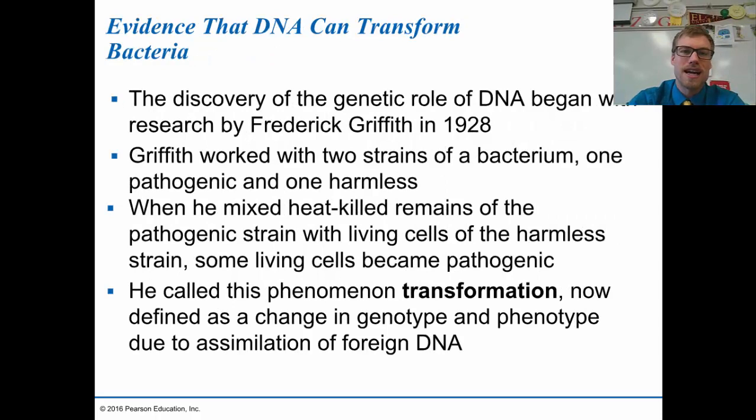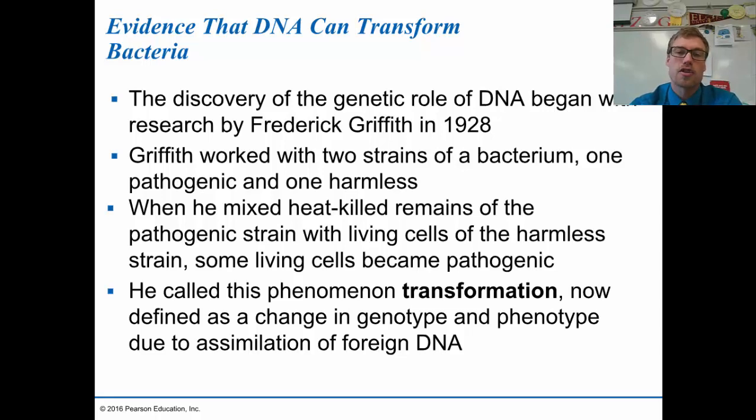So the first one was the idea that DNA can transform bacteria, and this was from research by Frederick Griffith in the 1920s. And he worked with two strains of bacteria, one that was pathogenic, which means that it caused disease, and one that was harmless. So what he did was that he mixed heat-killed remains of the pathogenic strain, so basically he heated them up to kill them. He mixed that with living cells of the harmless strain, and when he did that, some of the living cells became pathogenic.